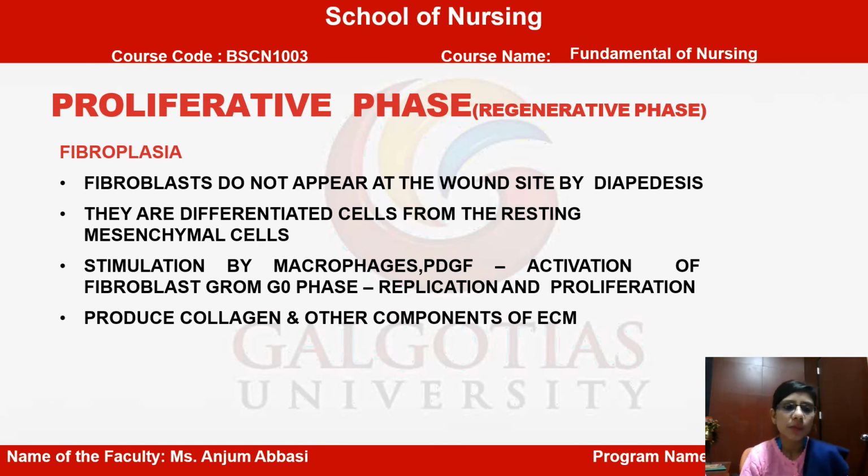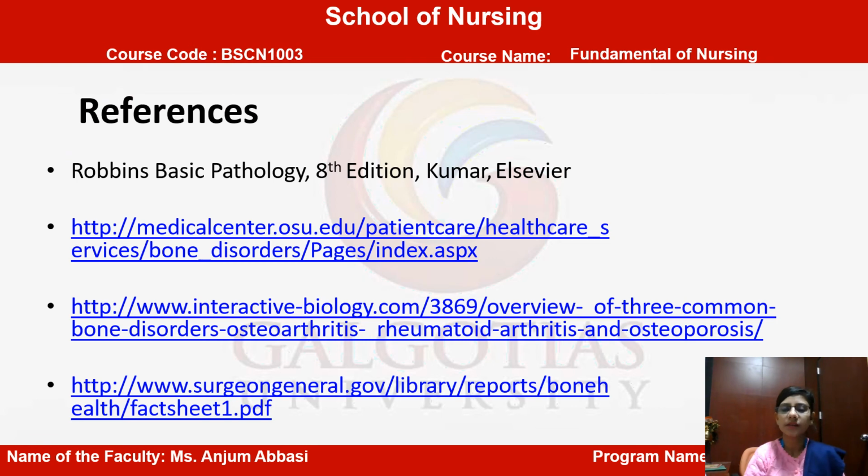Next is fibroplasia. Fibroblasts do not appear at the wound site by diapedesis. They are differentiated cells from resting mesenchymal cells, and on stimulation by macrophage PDGF, fibroblasts are activated from the G0 phase, which is replication and proliferation, and they produce collagen and other components of the ECM.